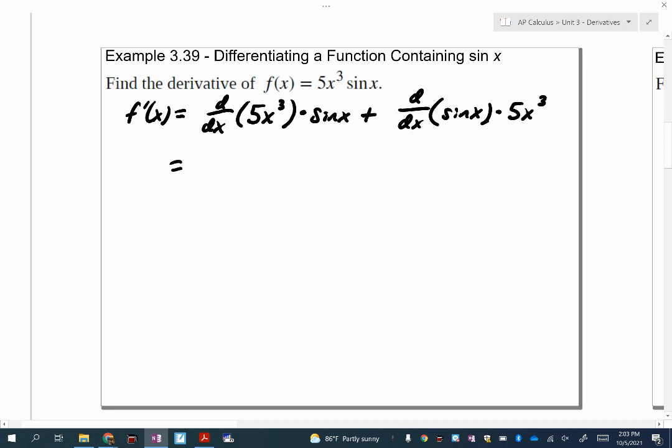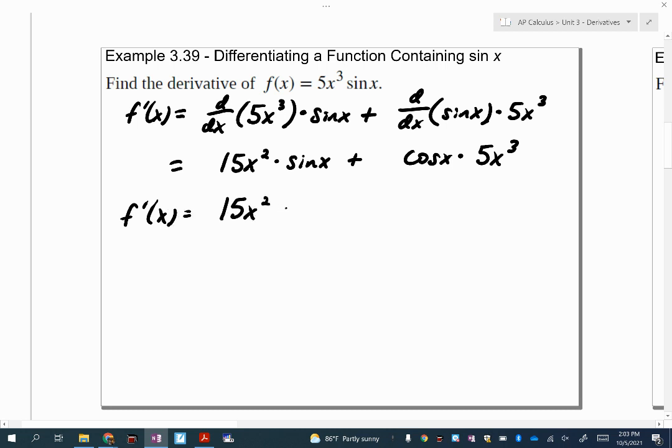The derivative of 5x cubed is 15x squared times the sine of x, plus the derivative of the sine of x is cosine of x. So this is going to be cosine of x times 5x cubed. So our answer for f prime of x is going to be 15x squared times the sine of x plus 5x cubed times the cosine of x. All right, so that is it. All right, let's do the next one.